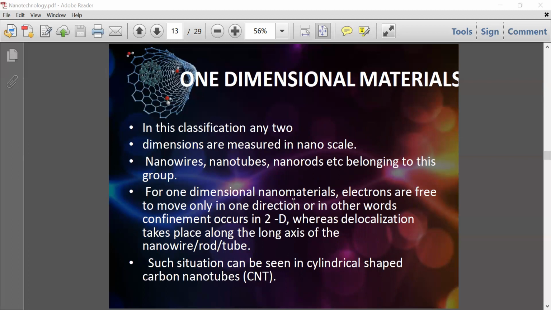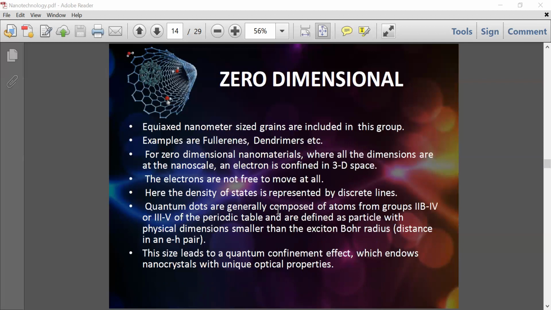And the third one is one-dimensional materials. Here, any two dimensions are measured in nanoscale, for example nanowires and nanotubes. Here the electrons are free to move only in one direction, or in other words, the confinement occurs in two dimensions. That is, one-dimensional materials or two-dimensional confinement. Delocalization takes place along the axis of the nanowire. Carbon nanotubes are an example.